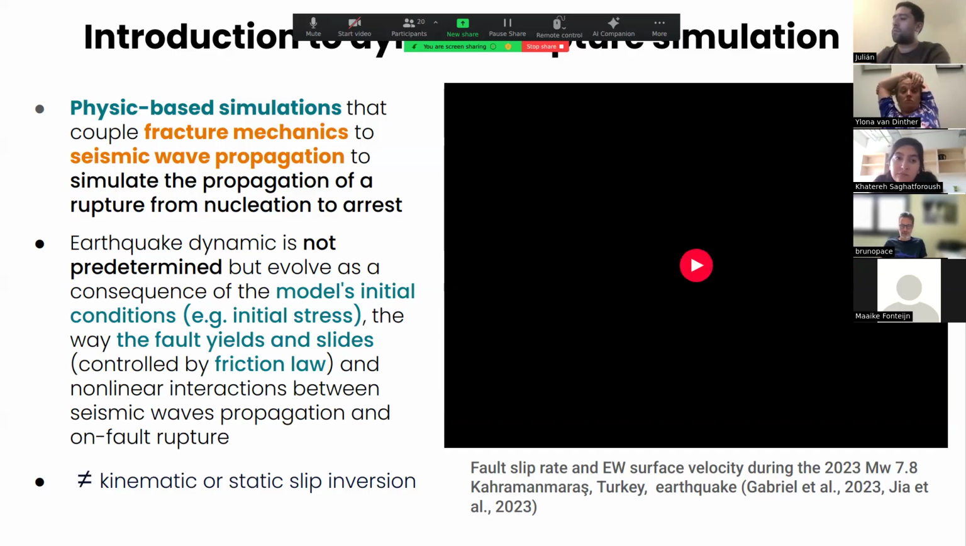So dynamic rupture modeling is different from, for example, kinematic or static fault slip modeling. In kinematic or static models, we look for the distributions of slip that best reproduce seismic or geodetic observations. While in dynamic rupture simulation, as I said, we prescribe the initial stress and the fault strength, and the rupture spontaneously propagates or not, depending on the initial conditions.